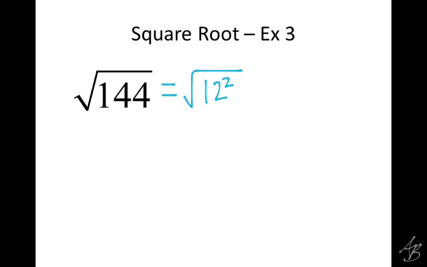We still have our square root there, but now the square and the square root are going to cancel each other out. So that's going to give us what? 12.